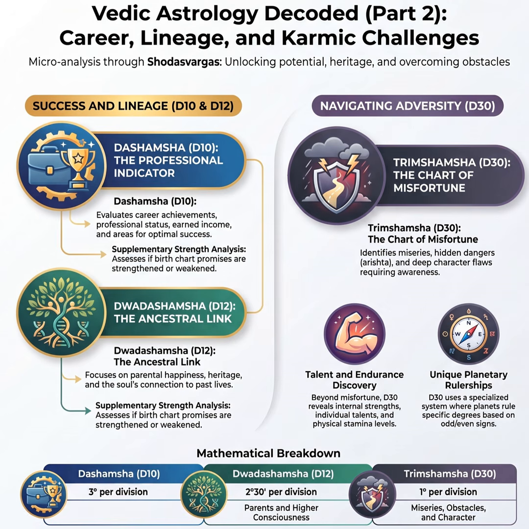The ultimate shadow chart. But crucially, the text notes another element that shifts the whole perspective. It says the D30 is also seen for the character of the native. Yes, miseries and character. And this is where I need you to connect the dots for me.